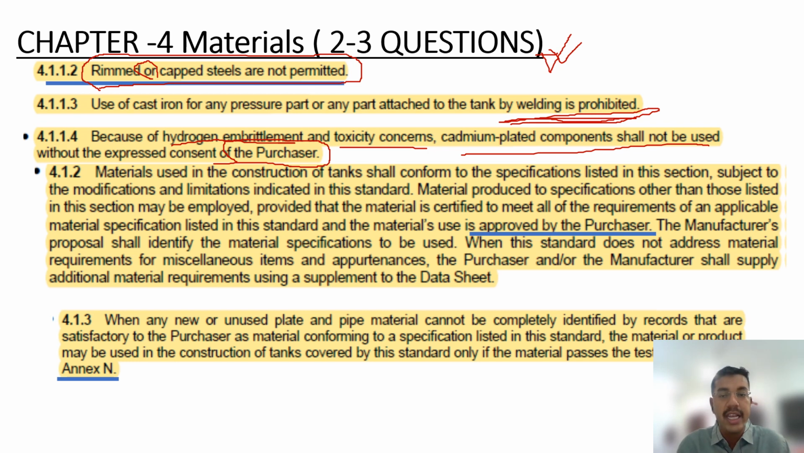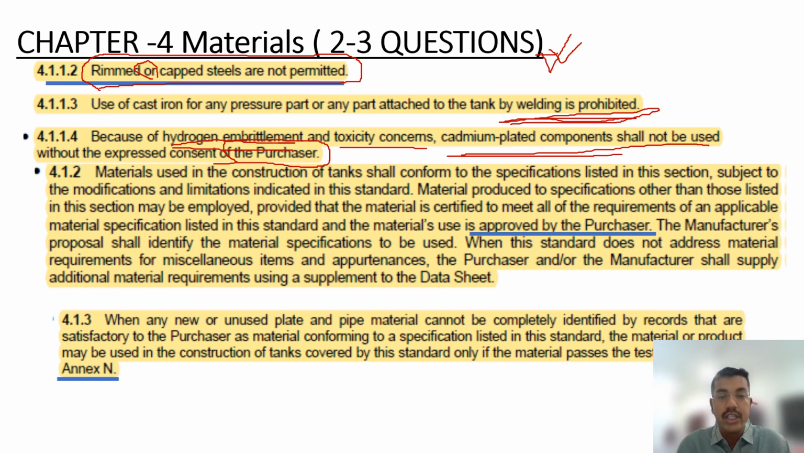So here what it is saying: cadmium plated components, usually when you do welding of cadmium plated components, toxic fumes will come. Extra safety is required for that. So he is telling, because of hydrogen embrittlement and toxicity concerns, hydrogen embrittlement happens. If hydrogen embrittlement happens, the weld will crack. Okay, so cadmium plated components shall not be used.